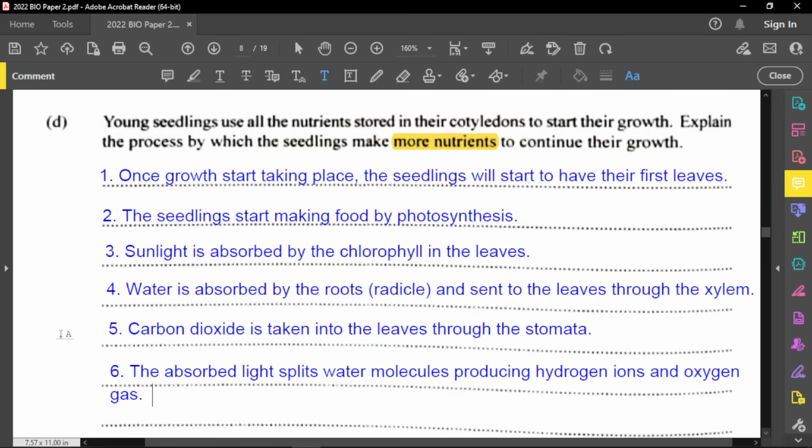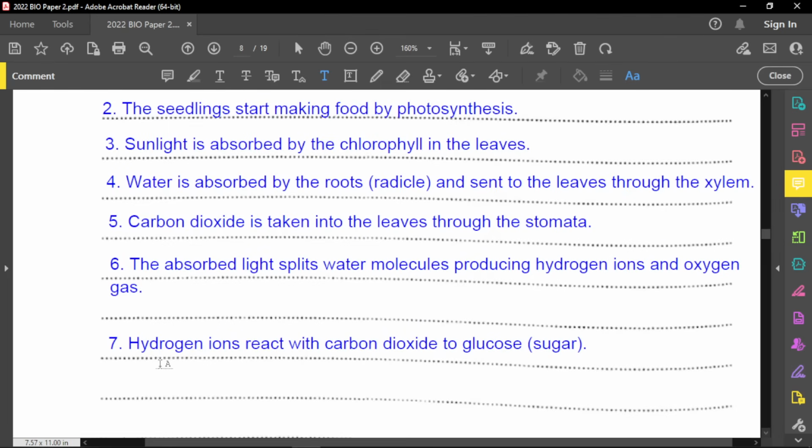All right, and then carbon dioxide is taken into the leaves through the stomata, and the light that is absorbed will split water molecules, producing hydrogen ions and oxygen gas. Oxygen is a waste, but the hydrogen ions will be used to react with carbon dioxide. All right, so hydrogen ions react with carbon dioxide to produce glucose. And glucose is a sugar, just to make that point.